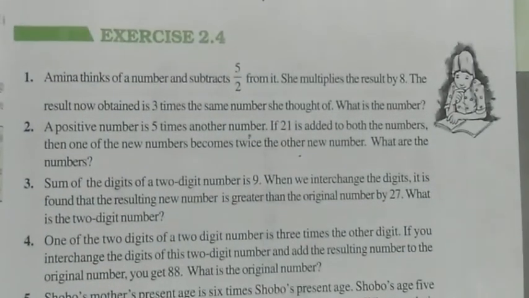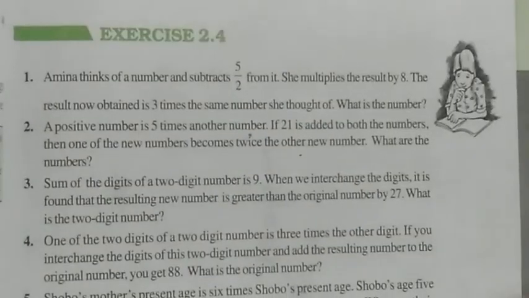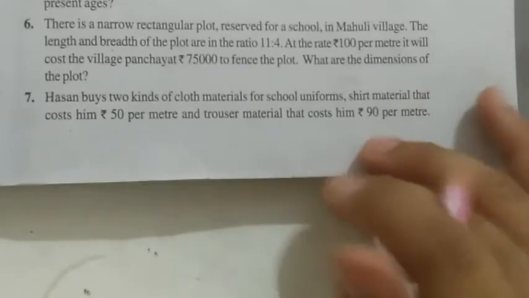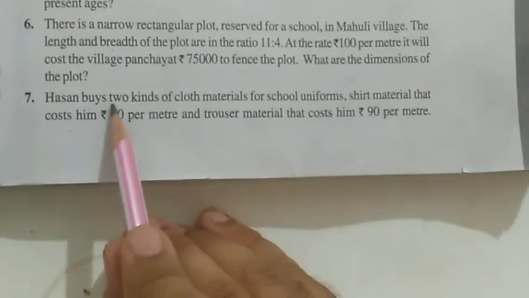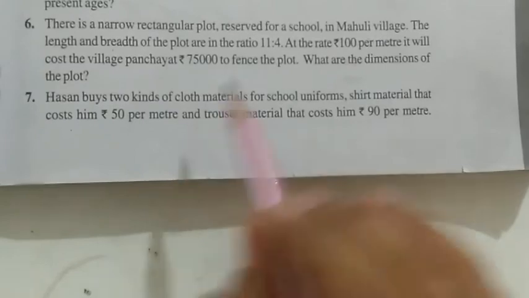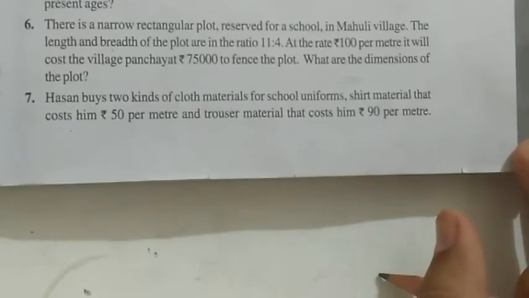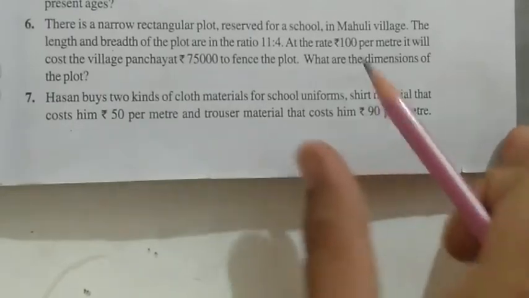Today we are going to learn exercise 2.4 question number 7. Hassan buys two kinds of cloth material for school uniform. Shirt material costs him rupees 50 per meter and trouser material costs rupees 90 per meter. Okay, both having different prices. Now, next.